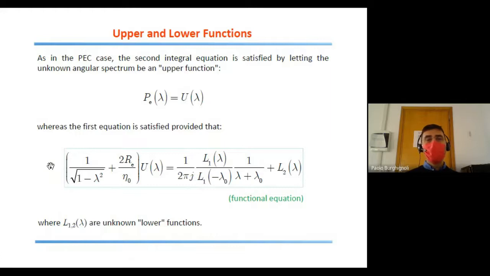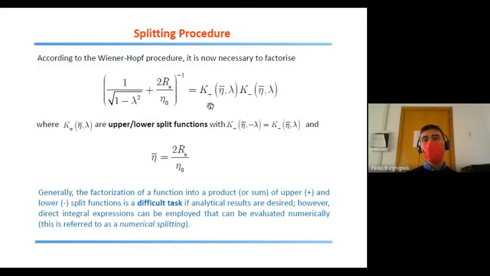So what we need to do is to split this function in brackets, or better, its reciprocal, as the product of two terms, the so-called upper-lower split functions, K sub plus and K sub minus, which are parameterized by this eta over bar, the ratio between the resistivity of the sheet and the free space characteristic impedance, and which are linked to one another, since K plus evaluated at minus lambda is equal to K minus evaluated at lambda. So we just need to find one of them.